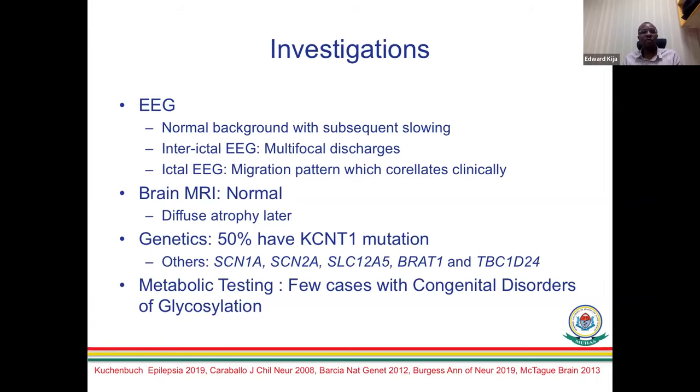50% of patients with epilepsy with migrating focal seizures present with the mutation in the potassium channel gene, the KCNT1 mutation. Other mutations have also been reported, including the alpha 1 subunit of the voltage-gated sodium channel, as well as the alpha 2 subunit of the voltage-gated channel, as well as the SLC12A5 gene and the BRAT1 and the TBC1D24 gene. Metabolic testing is usually negative with this condition. However, a few cases have been reported of epilepsy with migrating focal seizures which are associated with congenital disorders of glycosylation.